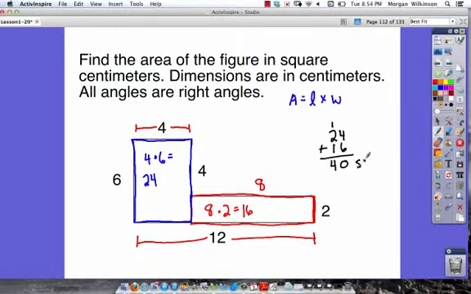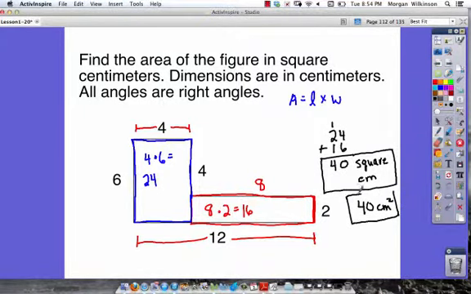We've got our answer of 40 square centimeters. And we can write cm for centimeters as an abbreviation. Saves us a little bit of time. The alternative way you could write this would be 40 centimeters to the second power. But we read that as 40 square centimeters, just the same way we read what we wrote out above. We've got our final answer.